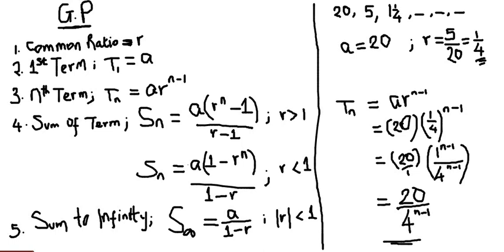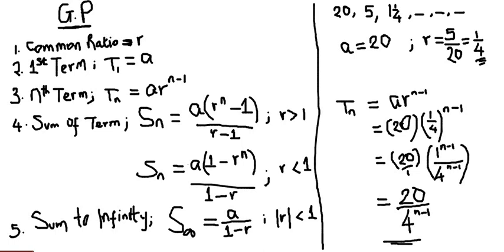We can confirm the position of the first 3 terms, for example. If the first term is 20, it means where there is n in that formula, if we put 1, we'll have 4 to the power 1 minus 1. 1 minus 1 is 0, so 4 to the power 0 is 1, which means 20 divided by 1, and 20 divided by 1 is 20. To confirm the second term, where there is n, we put 2. And 2 minus 1 is 1. So it means 4 power 1, which is 4. So 20 divided by 4 is 5, which is correct.